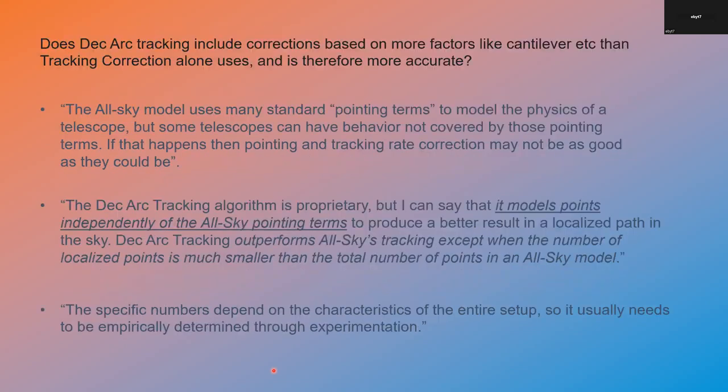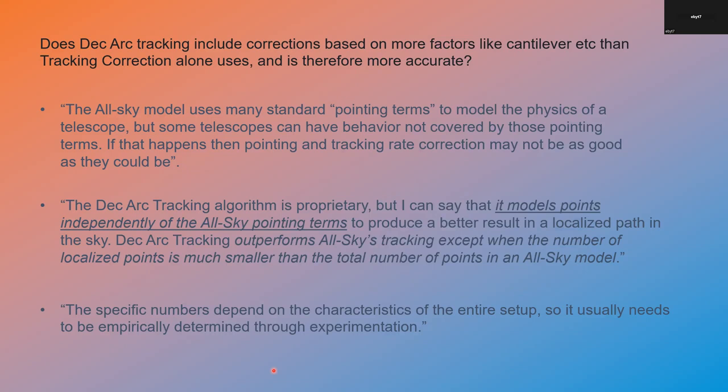Well, I asked him what that was, and he can't tell me. It's totally proprietary. Astrophysics will not divulge information, and Ray Gralak will not give you any details about the mathematics behind the algorithm. So I thought, well, does the DEC Arc tracking include more corrections, more factors, cantilever, whatever, than the tracking correction alone does, and therefore is somehow more accurate or more complete?